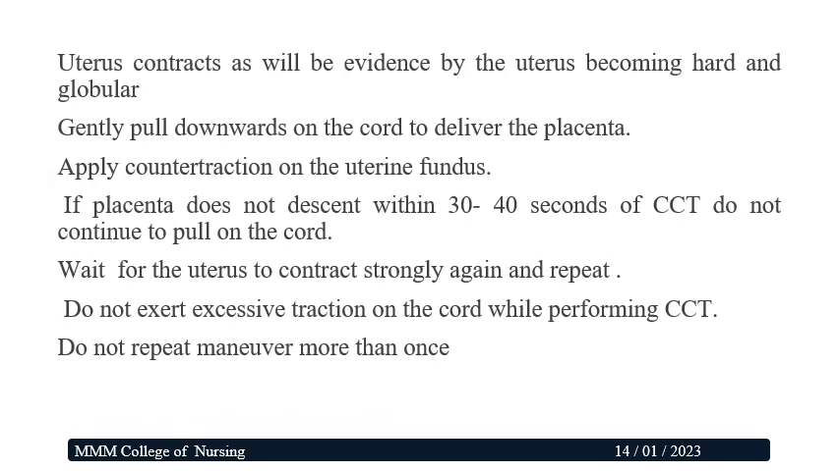The uterus contracts, as evidenced by the uterus becoming hard and globular. Gently pull downwards on the cord to deliver the placenta. Apply counter traction on the uterine fundus. If the placenta does not descend within 40 to 60 seconds of CCT, do not continue to pull on the cord. Wait for the uterus to contract strongly again and repeat. Do not exert excessive traction on the cord while performing CCT. Do not repeat the maneuver more than once.